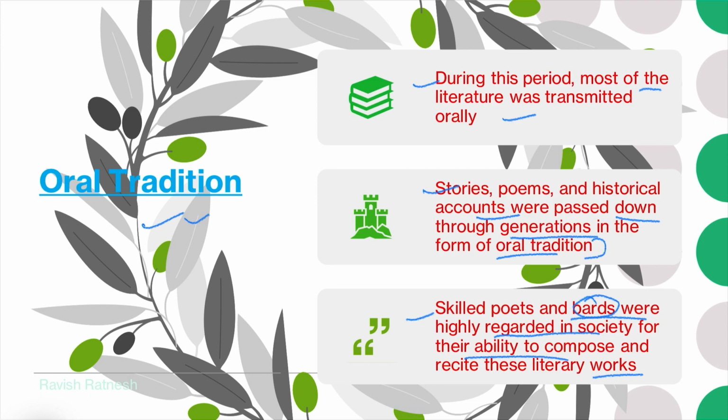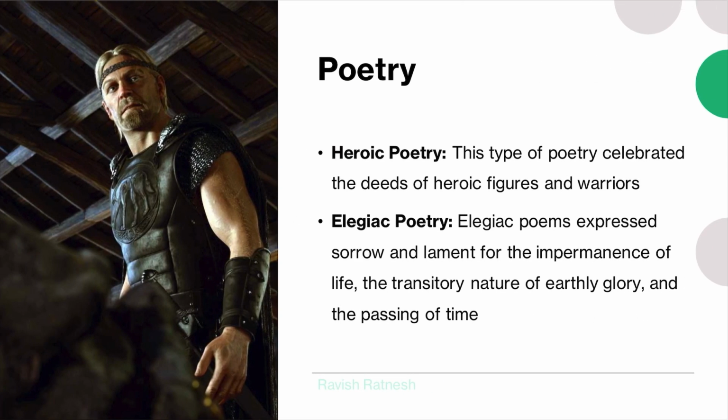So all these poets and bards were quite famous in that particular time because they had this ability to compose their literary works, and they had this power to tell their stories in front of a lot of people. Now, the poetry of this particular age was basically either heroic or elegiac. Heroic means this type of poetry celebrates the deeds of heroic figures, such as warriors.